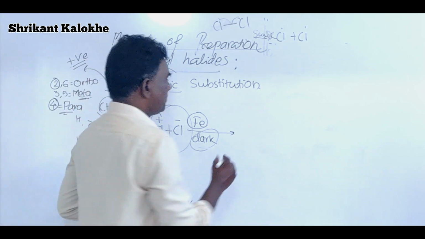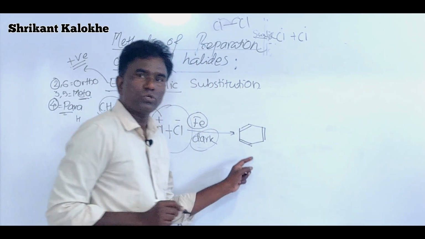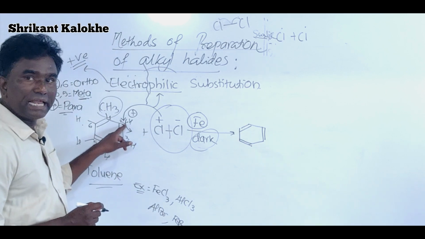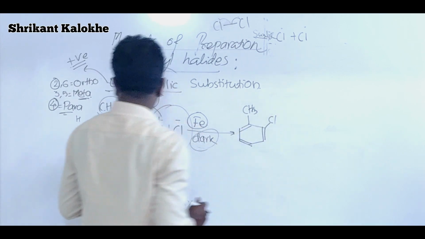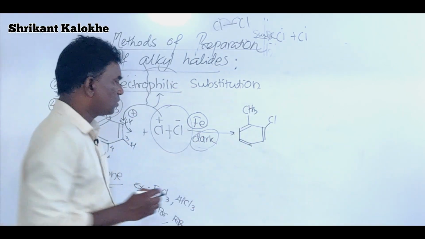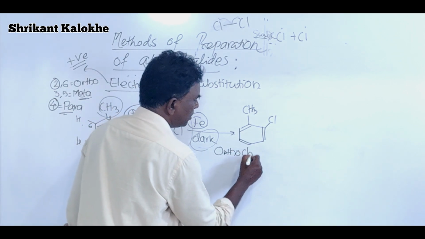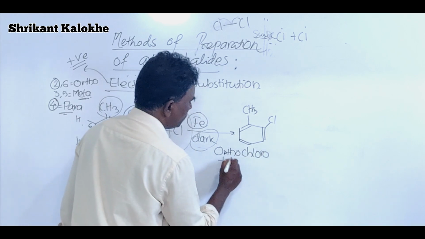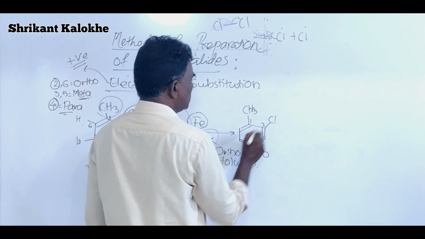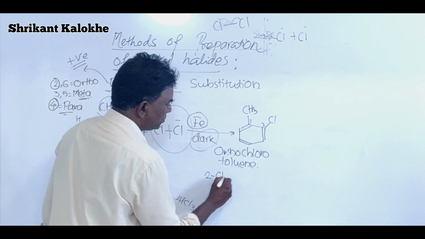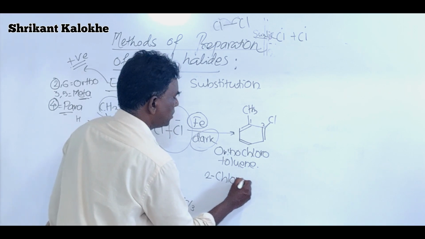So the first expected product of this reaction would be that chlorotoluene in which there is chlorine at second carbon, which has taken the place of this hydrogen. So this is orthochlorotoluene. So common name is orthochlorotoluene, or its IUPAC name could be like this: 1, 2, at second position there is a chloro, so this is 2-chlorotoluene.